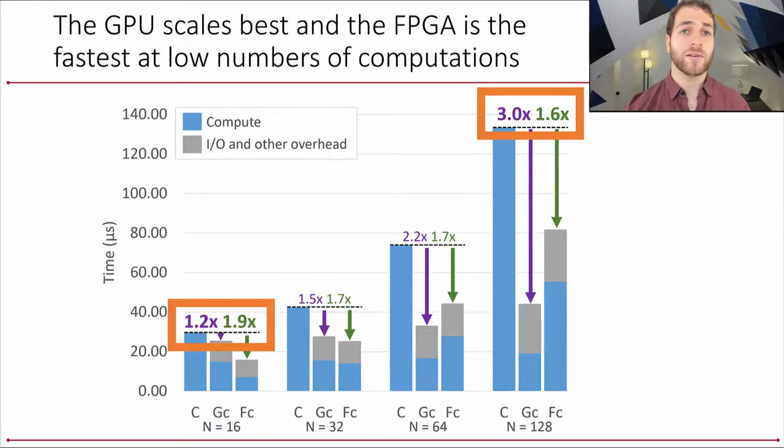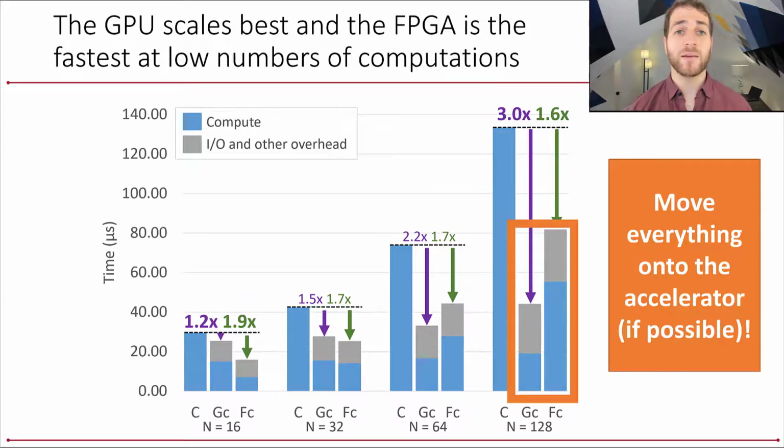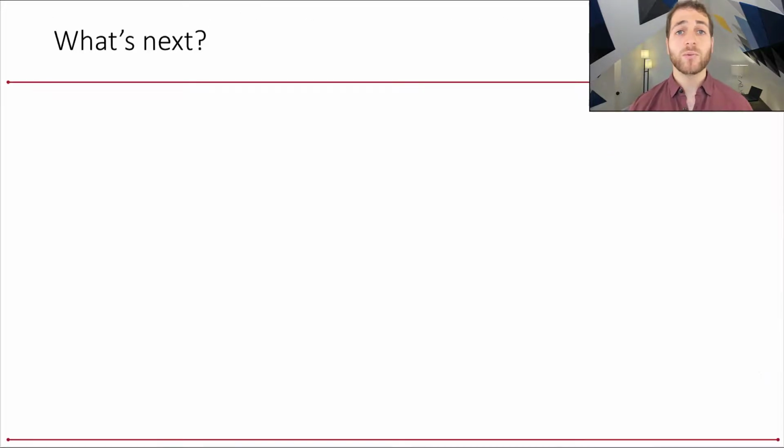I also want to point out that one of the largest drivers of time for the GPU and FPGA is the I/O overhead. And so this suggests that if we can move the whole nonlinear model predictive control algorithm onto the GPU, or onto the FPGA, we can start to eliminate a lot of this I/O overhead and get an even increased speed over the CPU. In fact, in the case of n equals 128, the I/O is more than half of the time for the GPU.